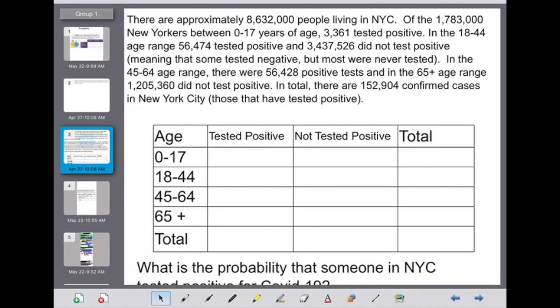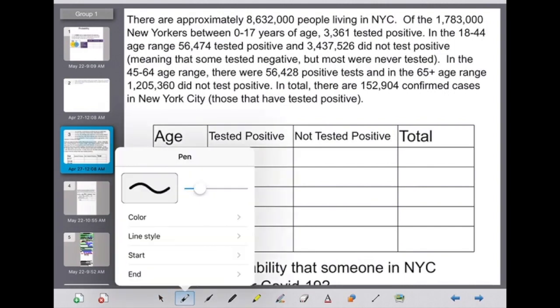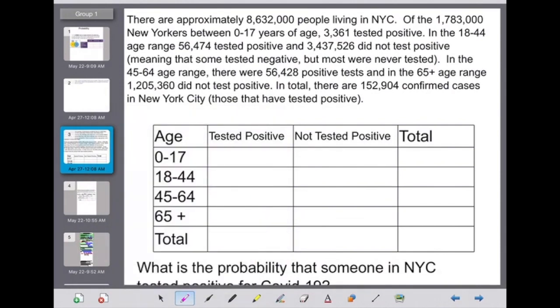There's approximately 8,632,000 people living in New York City. So in my table, if that's the total number of people in New York City, where is that going to go? Well, we're only talking about New York here, so that's going to go in my total. So I'm going to put that down here.